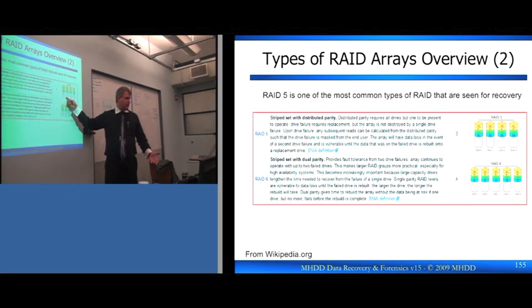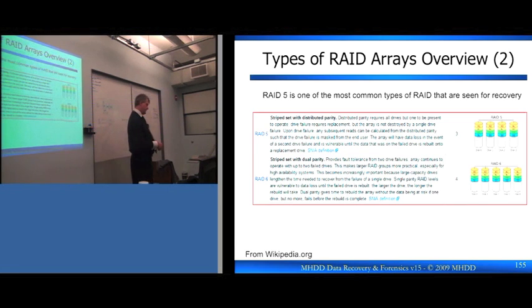RAID 5 has 3 disks. Right. Minimum RAID 5 is 3 disks. And then RAID 6 would have 4. So that's the minimum number of disks. So you can lose up to 2 in RAID 6, and you can lose up to 1 in RAID 5. Once you've lost the second one, now it's in for recovery. So we're going to talk about those things now and what the orders of those things are.